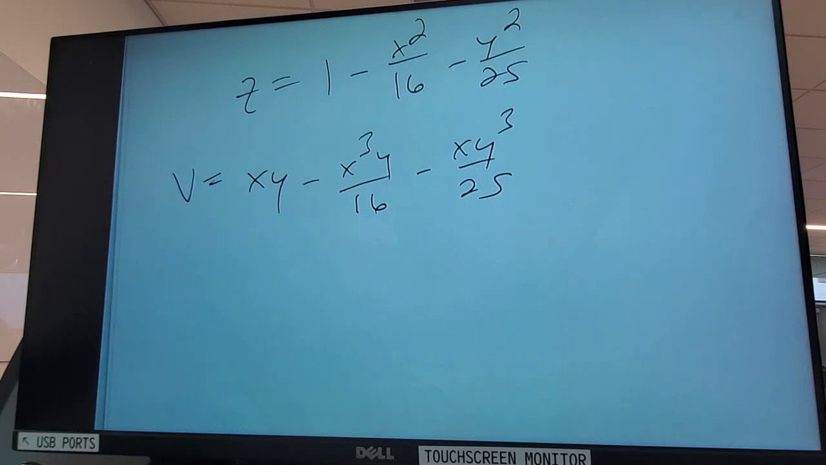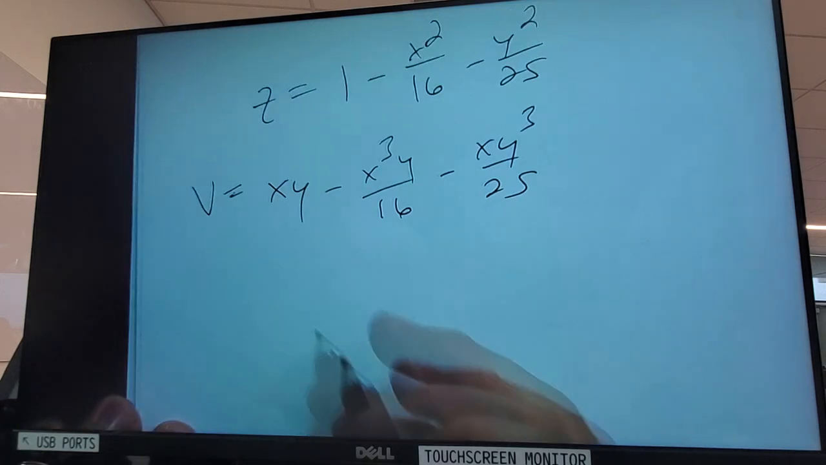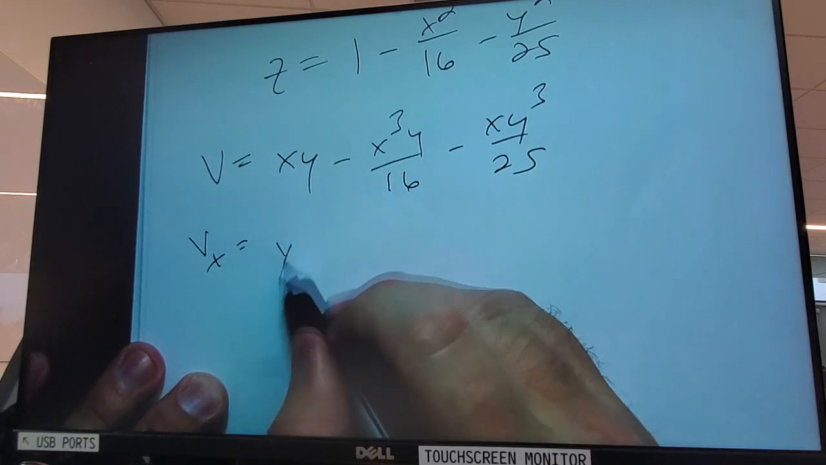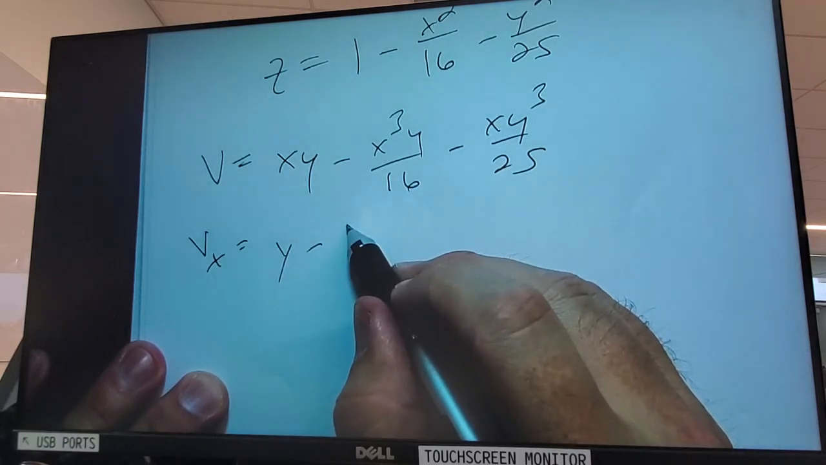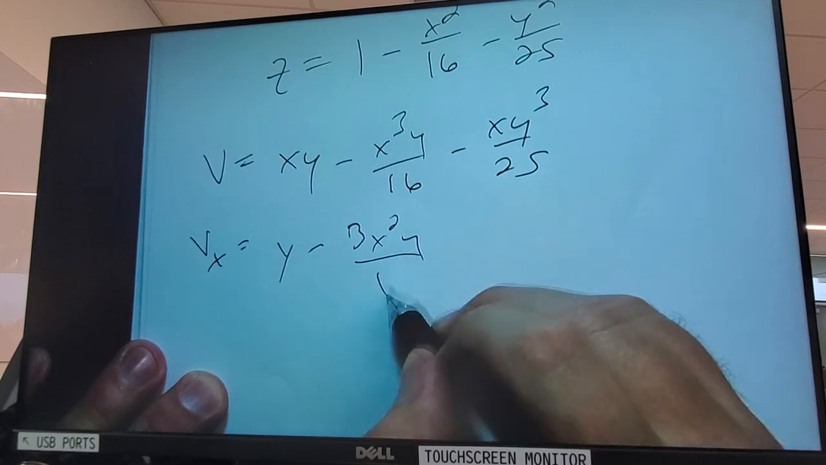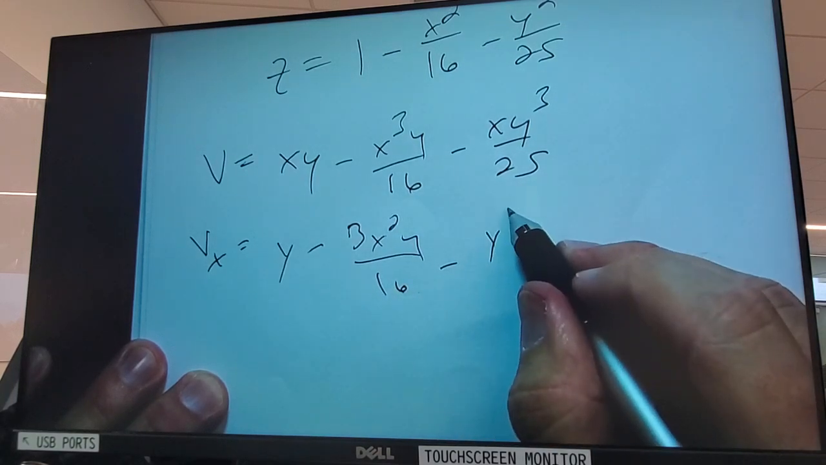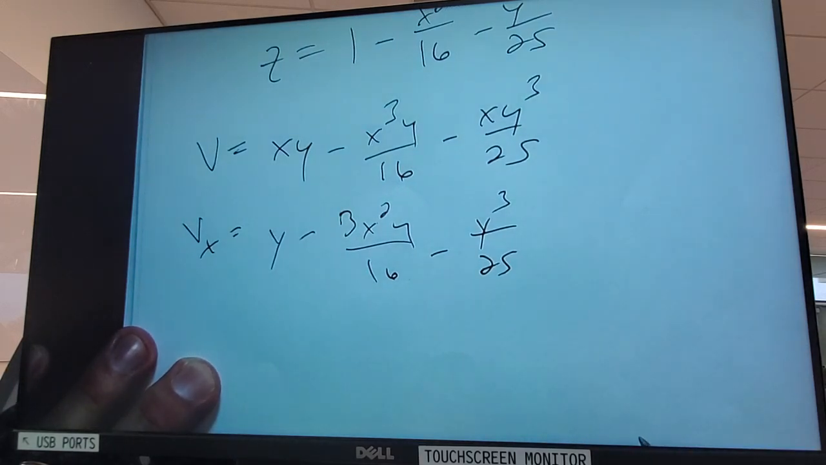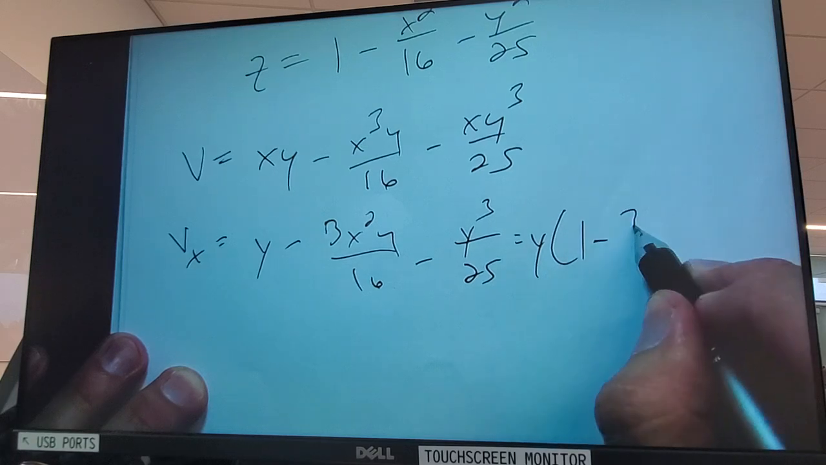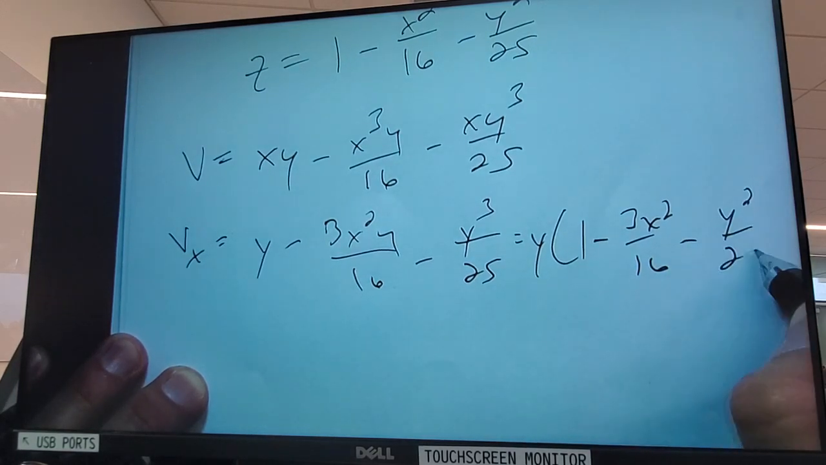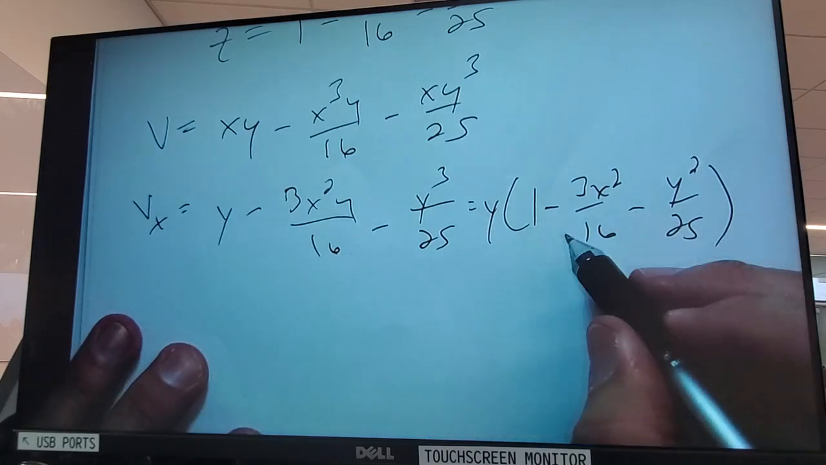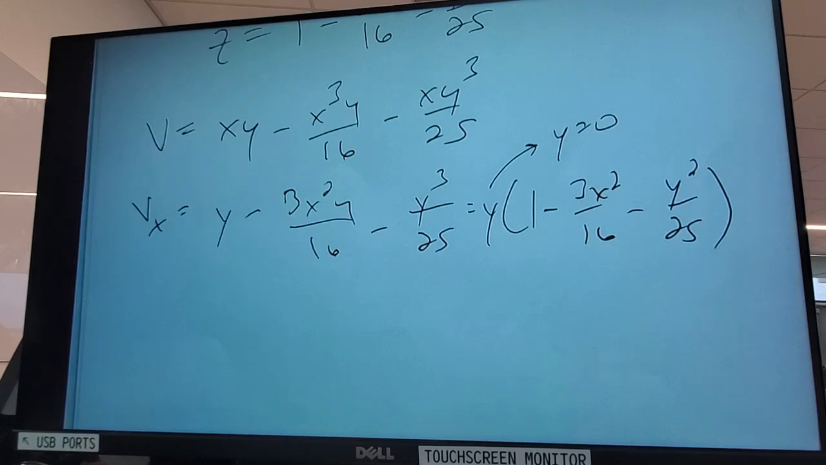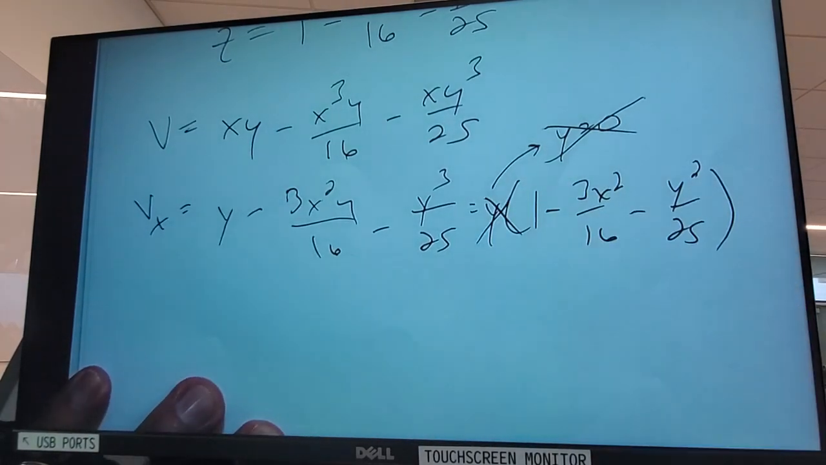So what's Vx? And I'll show you what I would have been cool with, by the way. You don't have to do all of it. What's Vx? Y minus 3x squared y over 16 minus 3x y. I like it. Do you notice each term has at least one y? So this is y times. Yes? So then one potential critical point would be y equals 0, but how do you know that can't be? Volume. That would make the volume zero. Okay.